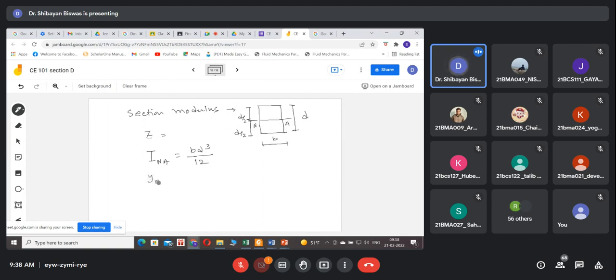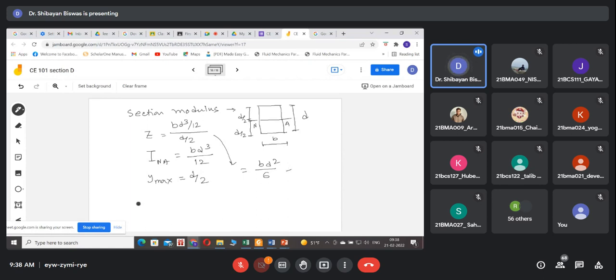What is the Y max value? D by 2. Very good. So what is the section modulus of this rectangular section? BD cube by 12 and D by 2. How much is it coming? BD square by 6, not 4. BD square by 6. Okay, good.